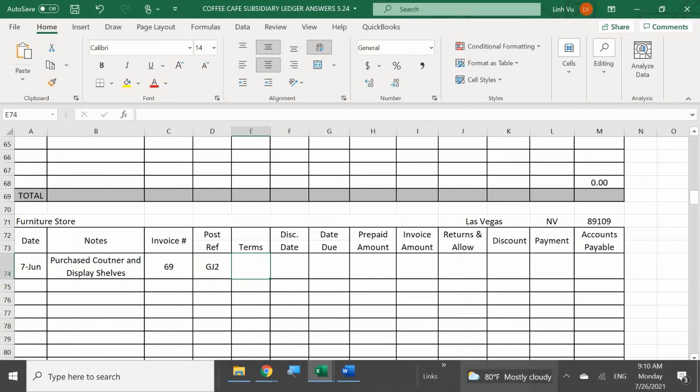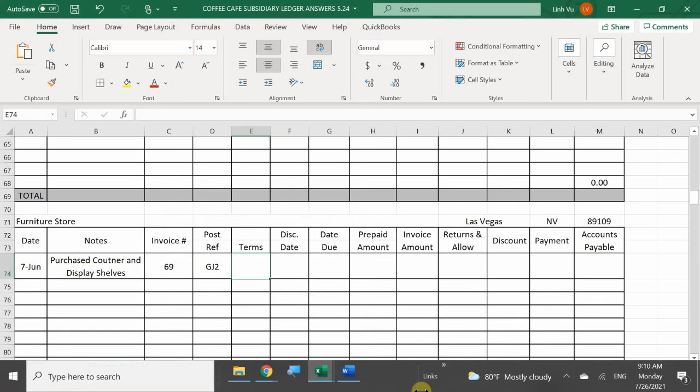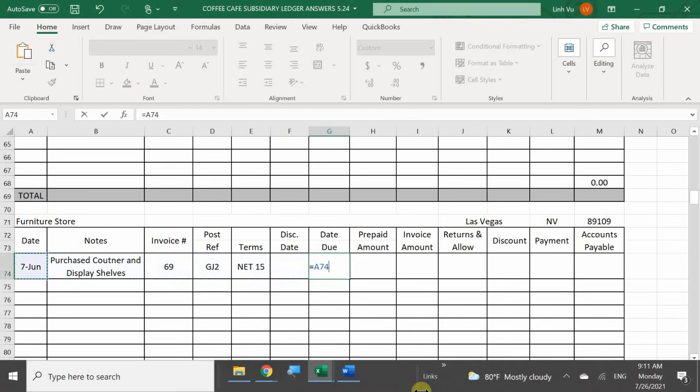Terms, okay? In this case, what did my bill say for terms? Net 15. So in this case, they didn't give us a discount, but they gave us net 15. All right, so no discount due date. However, we do know that it's going to be 15 days from now. So in this case, I took my date, I'm going to add 15 days to it, and it is due on the 22nd of June.